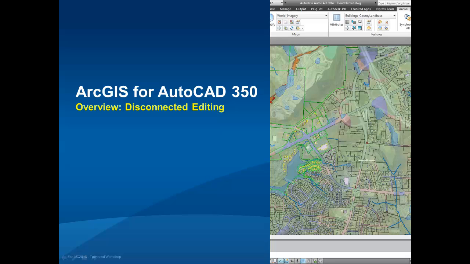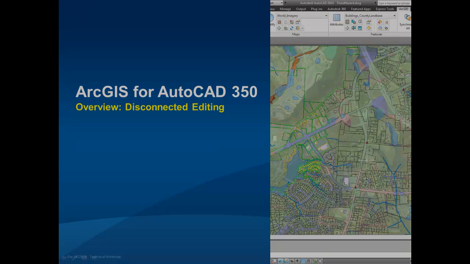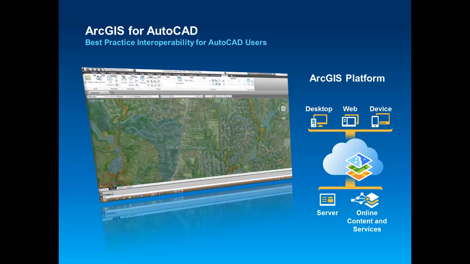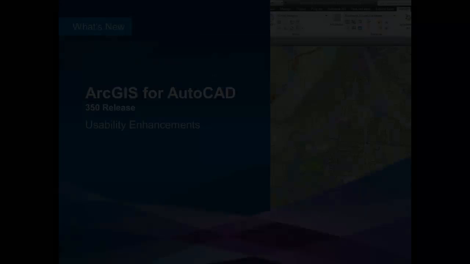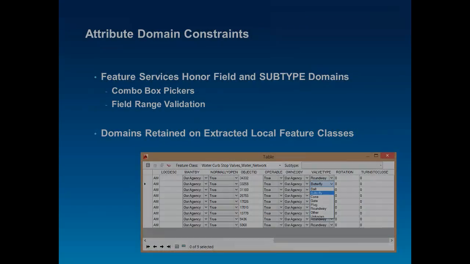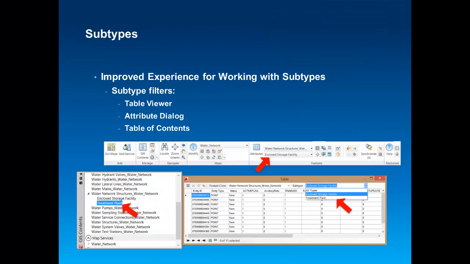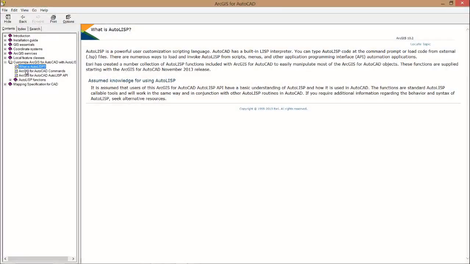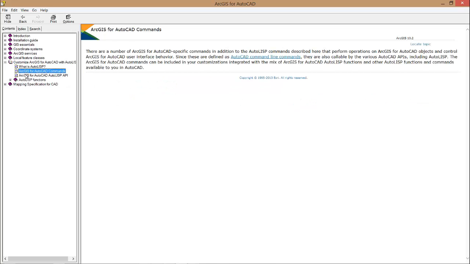Welcome to this video overview of the newest release of the free ArcGIS for AutoCAD plugin. ArcGIS for AutoCAD 350 is the 7th release of this popular plugin to AutoCAD that provides best practice interoperability between AutoCAD and the ArcGIS platform. ArcGIS for AutoCAD 350 introduces support for attribute domain constraints, improved subtype handling, and a new AutoLisp API to help you customize your ArcGIS for AutoCAD environment.